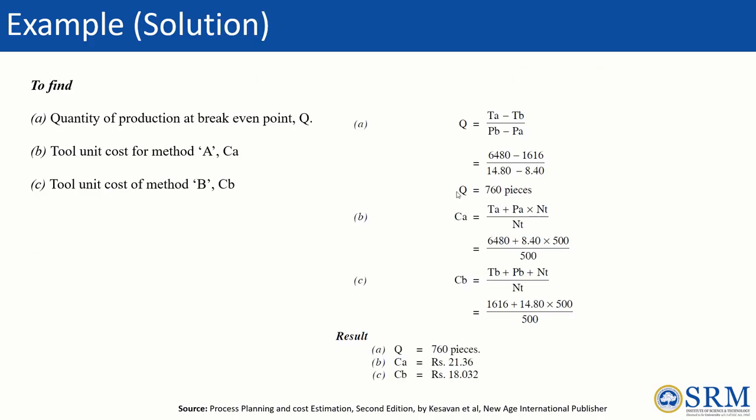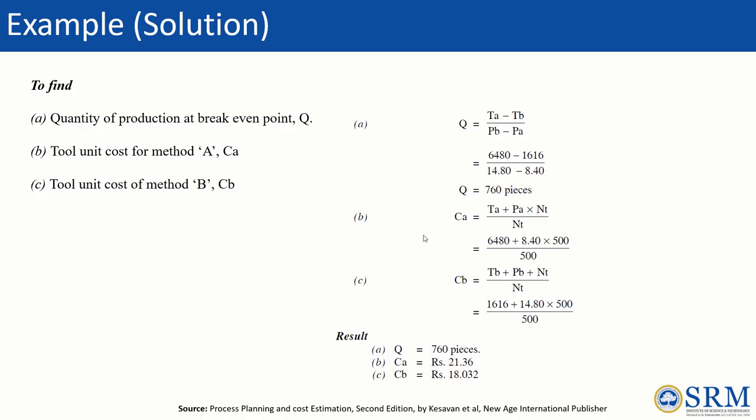Okay, see, we have calculated Q as 760 pieces, CA as 21.36 and CB as 18.32. So the aircraft flap nose rib example compares hydro press and steel draw die methods. Using the given data, the break-even quantity and tooling cost for both methods can be determined. Such analyses are widely used in the aerospace, automotive and mass production industries.